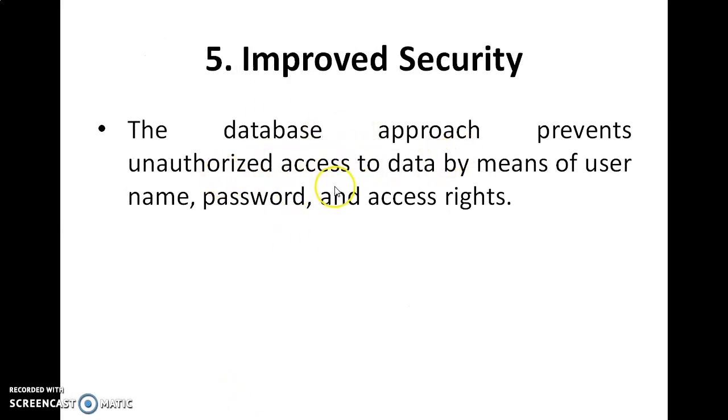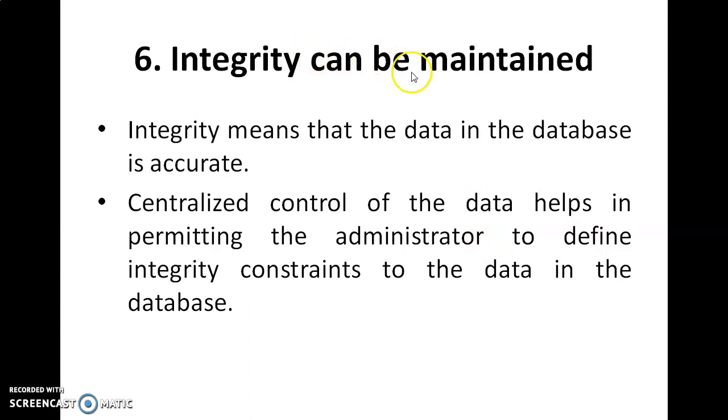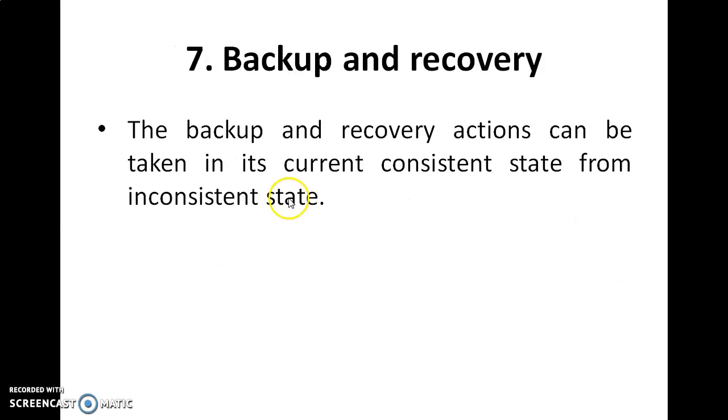Then fifth one, improved security. It prevents unauthorized access to data by means of the username, password, access rights, etc. Integrity is maintained. So integrity means the data in the database is accurate. Okay. Centralized control of data helps in permitting the administrator to define integrity constraints to the data in the database. This is because of the centralized control. Okay, so that's why the data is accurate.